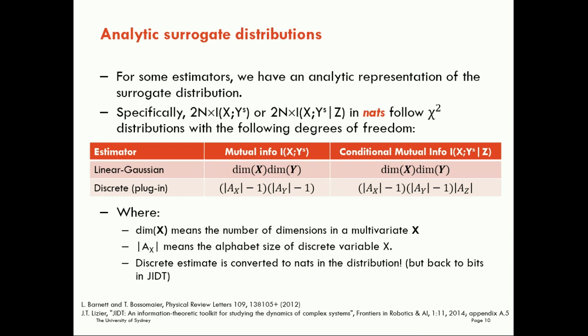Finally, you'll note that I said that these distributions are in nats. Now that makes sense for the linear Gaussian estimator. It doesn't make so much sense for the plug-in estimator because we're normally returning bits for that, but I'll take care of that under the hood for you. So when you see those results for the mean and the standard deviation of the surrogates for the discrete estimator, they've been converted back to bits for you. So you don't have to worry about the fact that the analytic results are in nats.